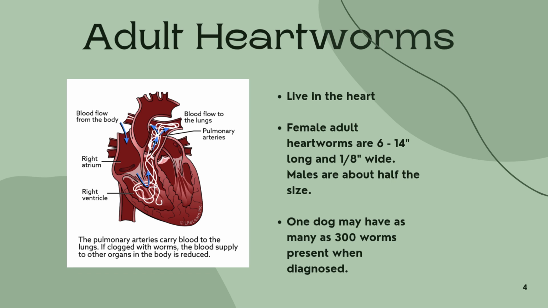Adult heartworms may live 5 to 7 years during this time. Females produce millions of offspring called microfilaria. These microfilaria live mainly in the small vessels of the bloodstream. So as you can see there, the pulmonary arteries carry blood to the lungs. If clogged with worms, the blood supply to the other organs in the body is reduced. So the more worms that are in there, the more blockages that are occurring, and the more symptoms are going to be seen from the dog.